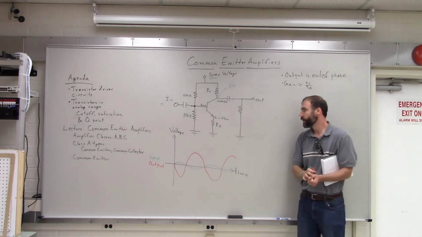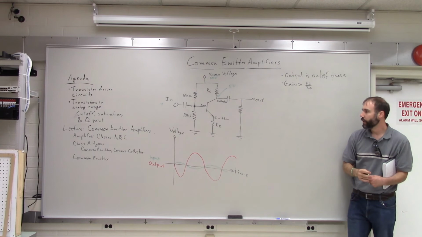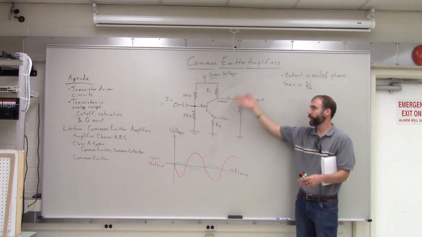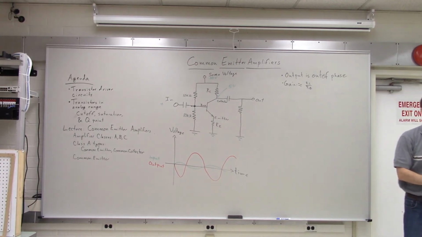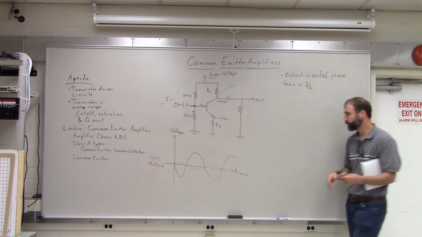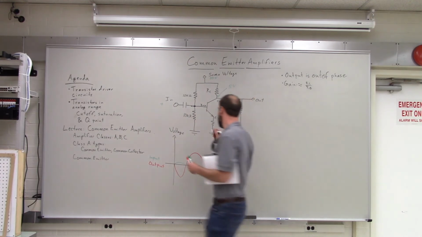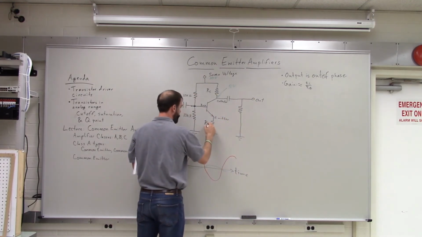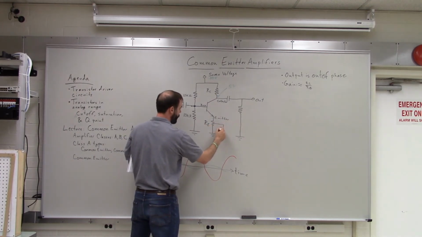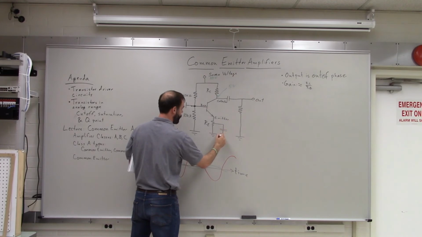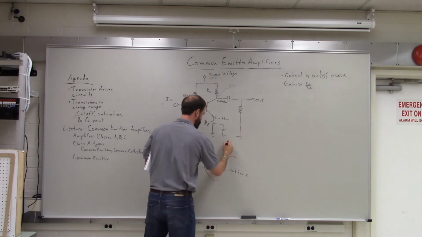So you don't want to make RE too small. But of course, you would like it to be small in order to get a big gain out of your circuit there. So there has to be some trade-off. So what you can do is we can add in another component. We can add in a capacitor right here. And this is called a swamping capacitor.